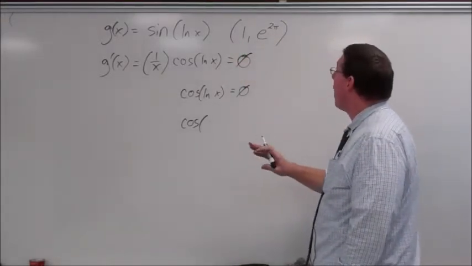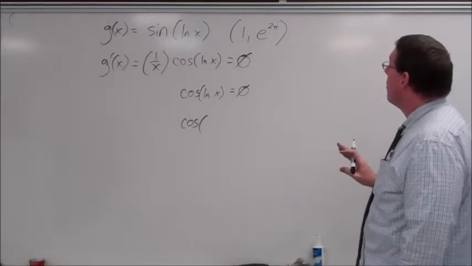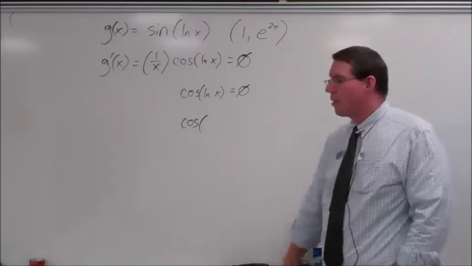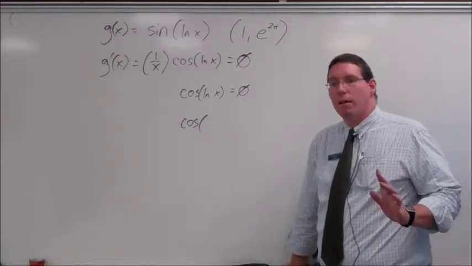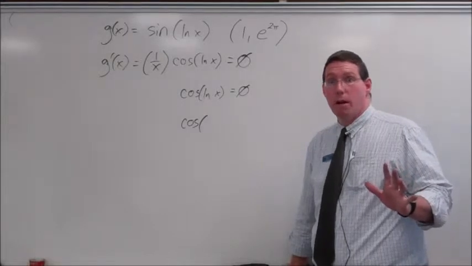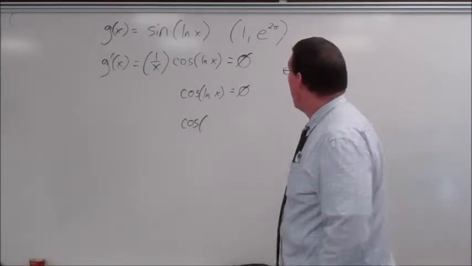Well, cosine will equal 0, now on the interval from 1 to e to the 2 pi power. Now e to the 2 pi power is, let's see, 2 pi is about 6, e to the 6th power is like 2 to the 6th power. So that's like in the 60s and 70s maybe, okay? So that's a pretty big number, all right?